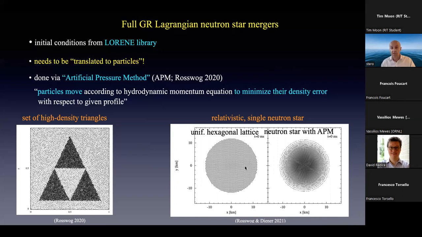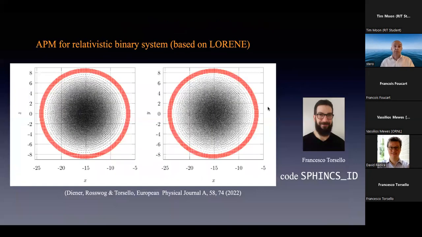This is what we have done here. This is one example where the neutron star is represented with particles just on a hexagonal lattice, and this is one where it is produced with this artificial pressure method. Now you can do the same thing for binaries. This is what Francesco Torsello has done, a postdoc in Stockholm. It also works very nicely for binary stars, and again, this is based on LaGrange.